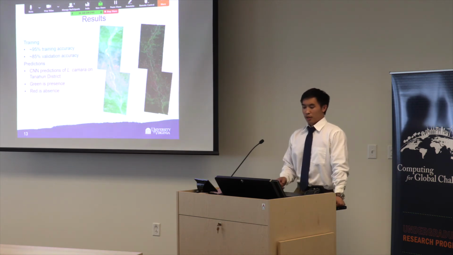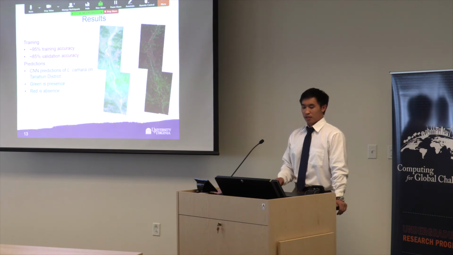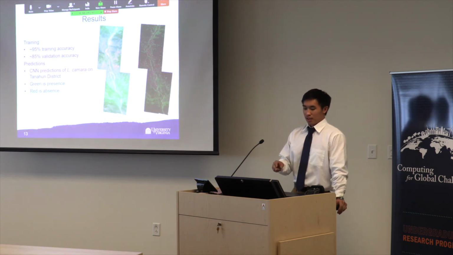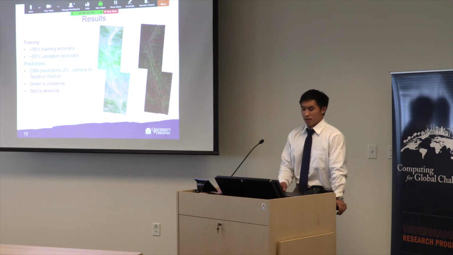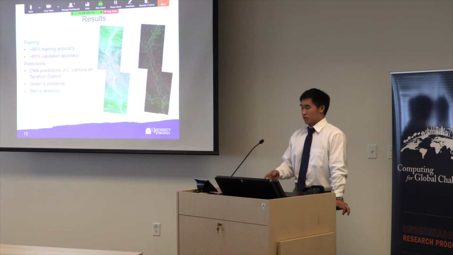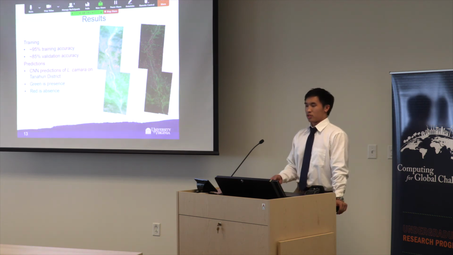So our best model was able to relatively consistently get around 95% training accuracy and around 85% validation accuracy. So we used this model to predict Lantana on the Tanahun district, which is the image shown on the left. And then once we got these predictions, we mapped it onto the original image, which is shown on the right, where the green shows the presence of the plant and the red is the absence.